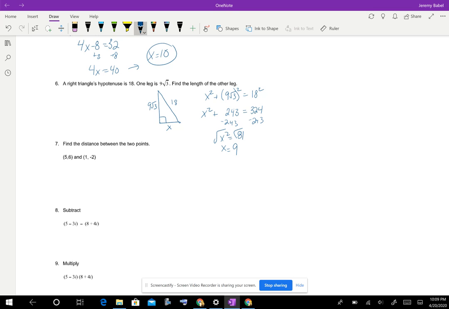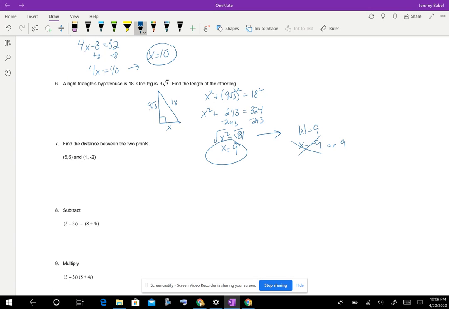Now, technically, this would be one of those situations where we would need to use the absolute value of x equals 9. But we can't have a negative side length. So it's not really possible in this situation. All right, so the side length is 9.